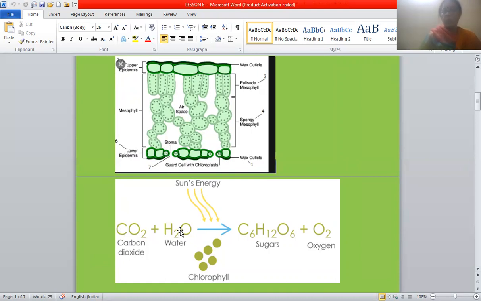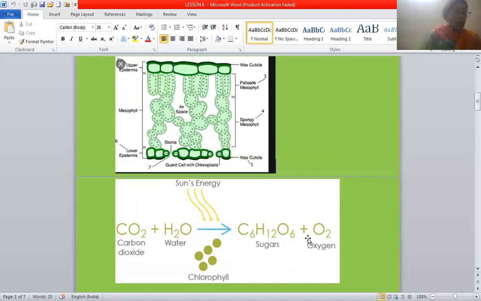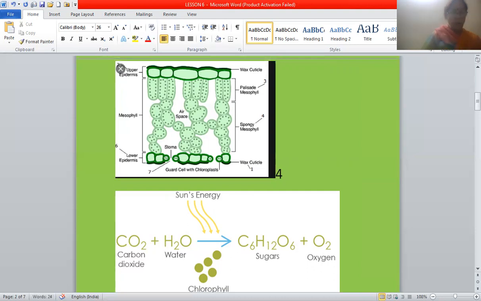Carbon dioxide plus water in the presence of solar energy and chlorophyll gives C6H12O6, that is sugar, plus oxygen is liberated. There are certain conditions necessary for photosynthesis, such as chlorophyll, carbon dioxide, water, light, and the mechanism of photosynthesis. The overall equation I have told you is the skeletal equation, but I'll give you a balanced equation.